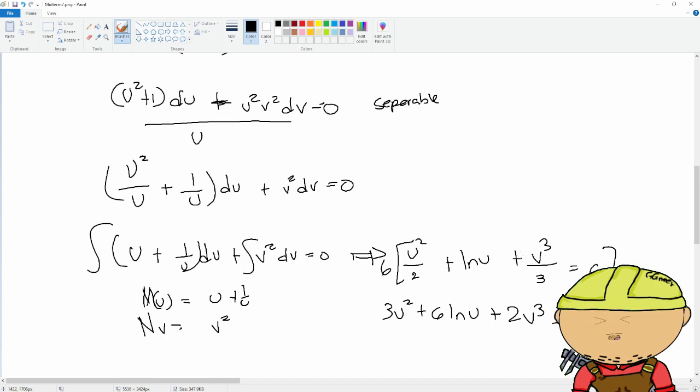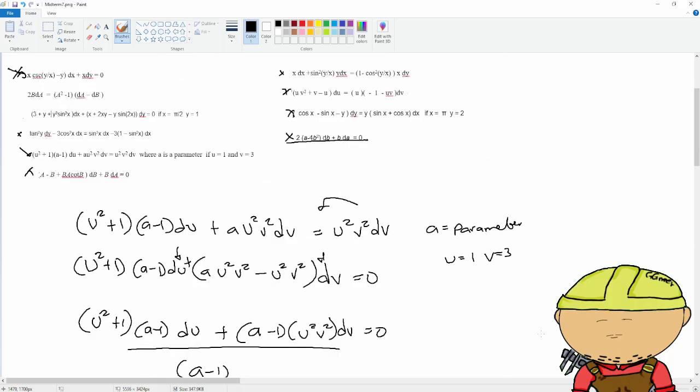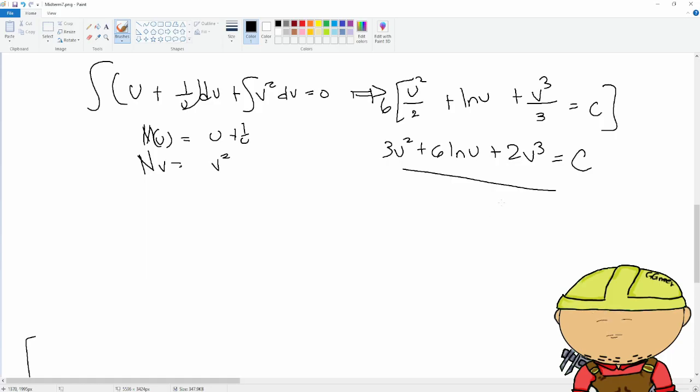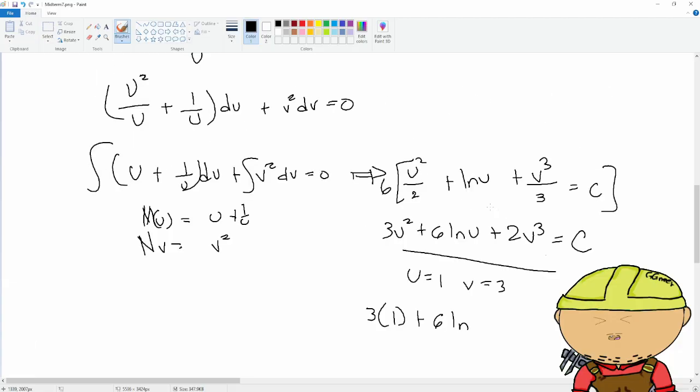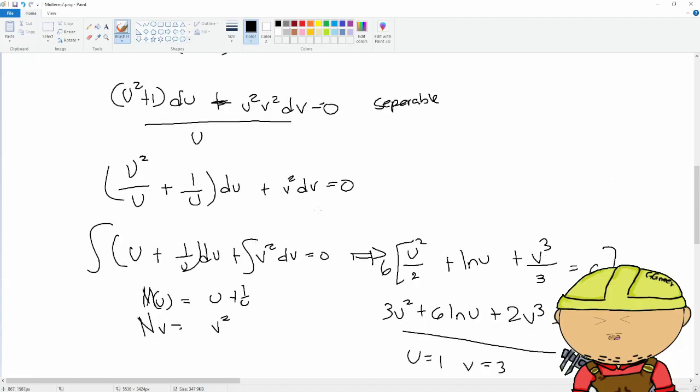Okay, what else can we do? That's our general solution, right? Is there an IVP? Yes, there is. u is equal to 1, v is equal to 3. 3 times 1 plus 6 ln... Wait, is that going to be... Wait. Oh, okay, always double check.